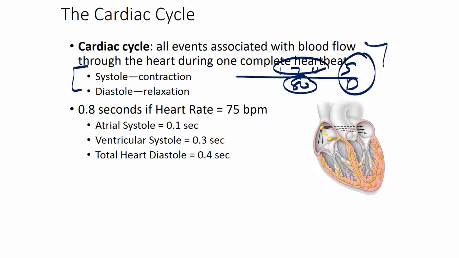Now the cardiac cycle takes a little less than a second. That way you can have 75 beats per minute in a normal resting heart rate. Just a small amount of time, 0.1 seconds, is when the atria are contracting, atrial systole. About 0.3 seconds is ventricular systole, and about 0.4 seconds is total heart diastole, or relaxation.